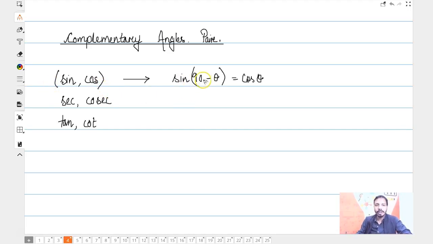And complementary angle pairs also, as I have already said, sine and cos are pairs. So sine of 90 minus theta will give you cos theta. Similarly, cos of 90 minus theta will give you sine theta. Similarly for sec and cosec, tan and cot. So these are the complementary pairs, okay?